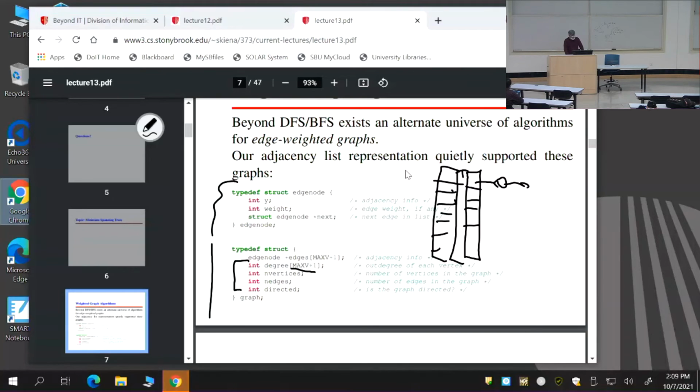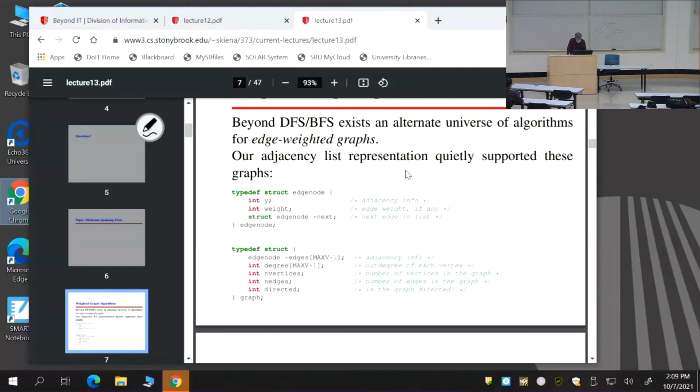That said, we're not going to worry about vertex-weighted graphs. We're going to worry about edge-weighted graphs, because those are the ones that have more interesting problems associated with them. Any questions? Okay.